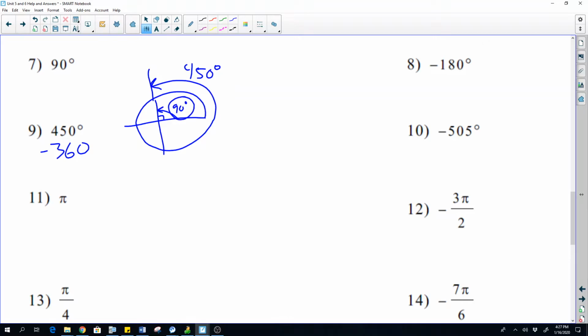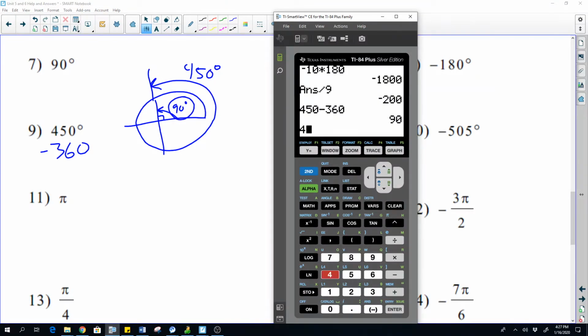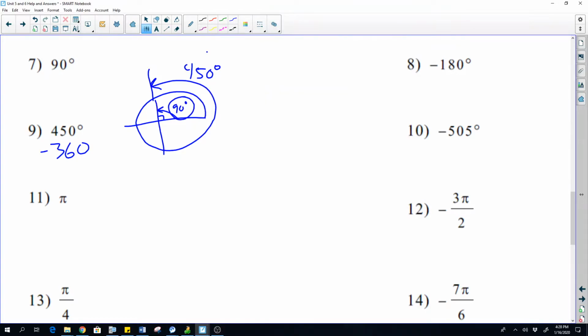But we also could have added 360 as well. So we take 450 and we add 360, 810. So 810 is another positive coterminal angle. Cool. Well, we need a negative one.